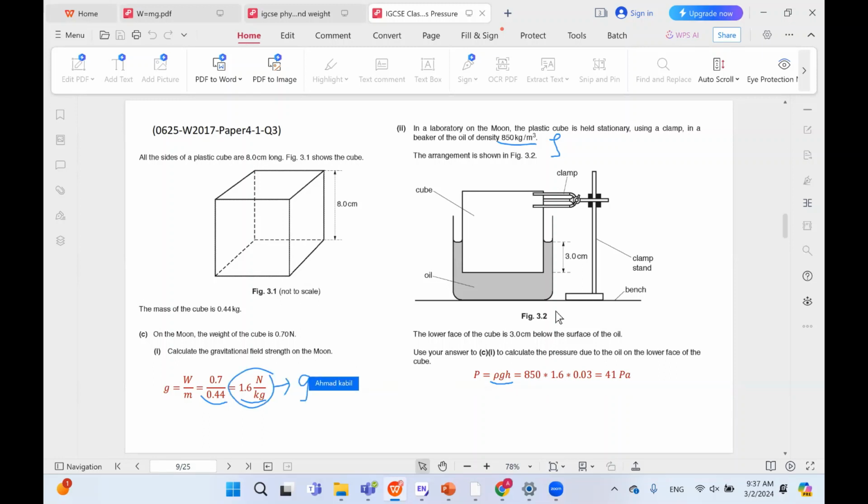And finally, we want the height. Remember that the height is only from the point at which we're calculating to the top. So this is 3 centimeters. Of course, we have to convert it to meters. So to go from centimeters to meters, you have to divide by 100. So 3 divided by 100 gives us 0.03, and we plug it here as the height. So now that we have rho and G and H, we simply multiply them together to get the pressure, which is 41 Pascal.